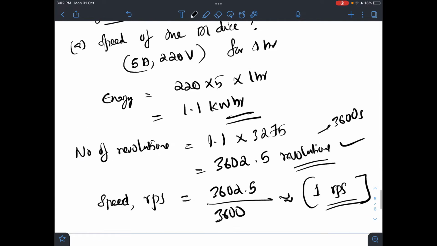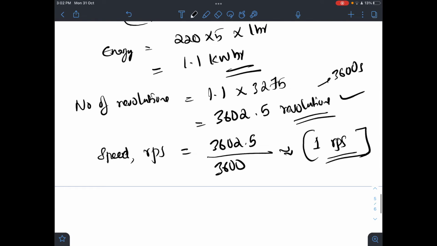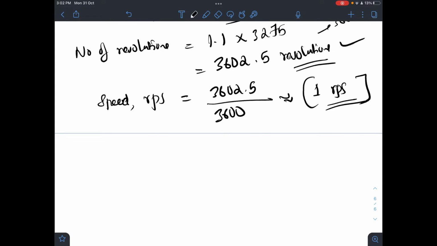Okay. So you can have different kinds of problems. Sometimes it might give you, whenever you are connecting a particular load, this many number of revolutions, and then you have to find out the meter constant. You can do that. Practice more problems from the textbook. So that is the way to do that.